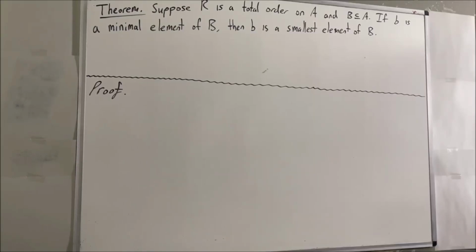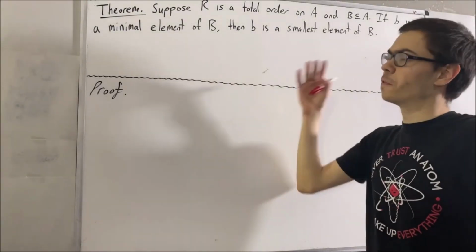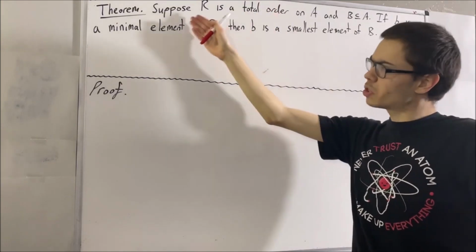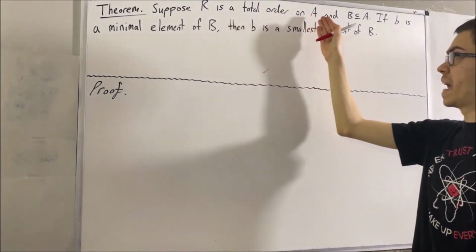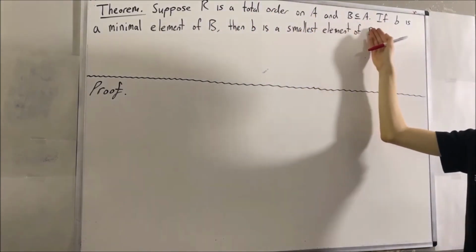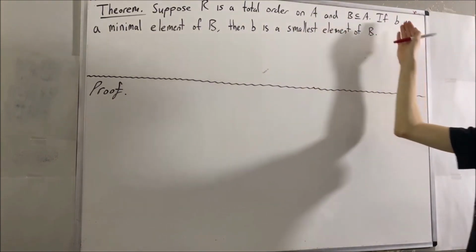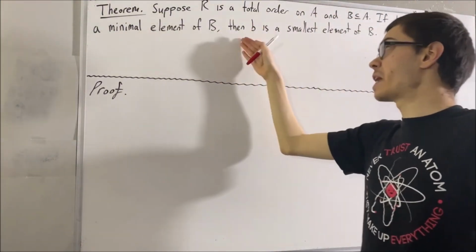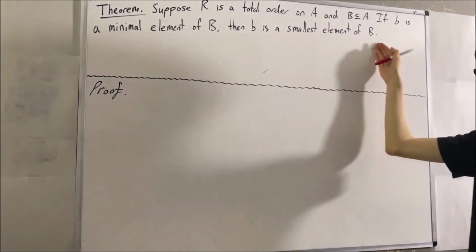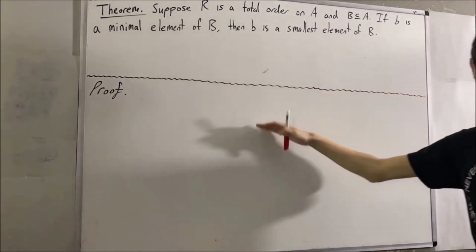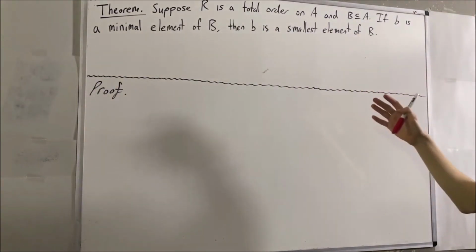Hello! In this video, we're going to prove the following theorem. Suppose R is a total order on A, and B is a subset of A. If b is a minimal element of B, then b is a smallest element of B. Now, before we get into this proof, I would like to mention a few things first.